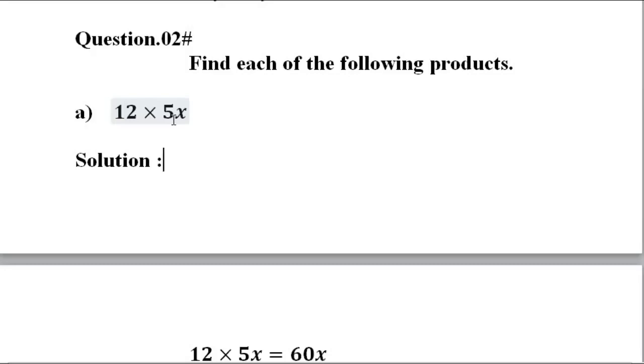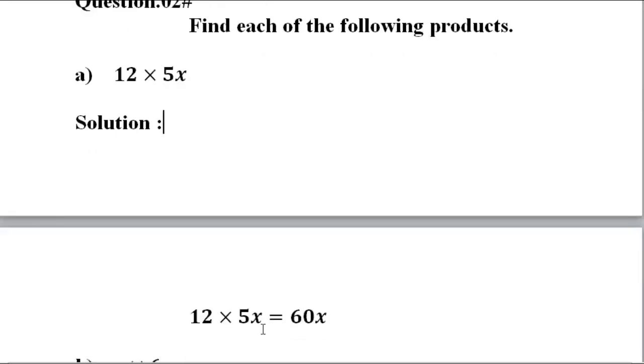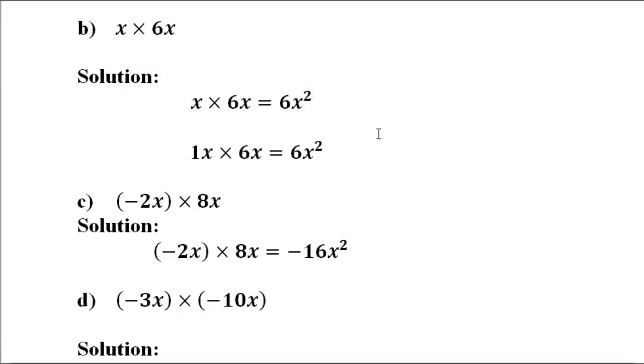To multiply 12 by 5x, we multiply the constant term 12 by the coefficient of the variable term 5x, which gives us 12 times 5, 60x. Moving on to number 2, where we have x times 6x. Since both terms have the same variable x and the same power or exponent 1.